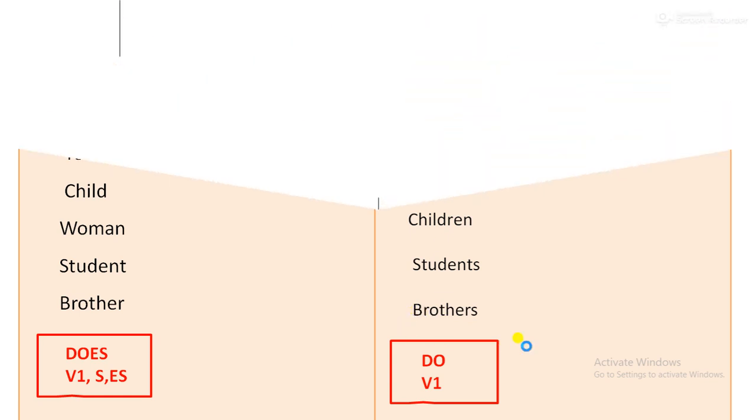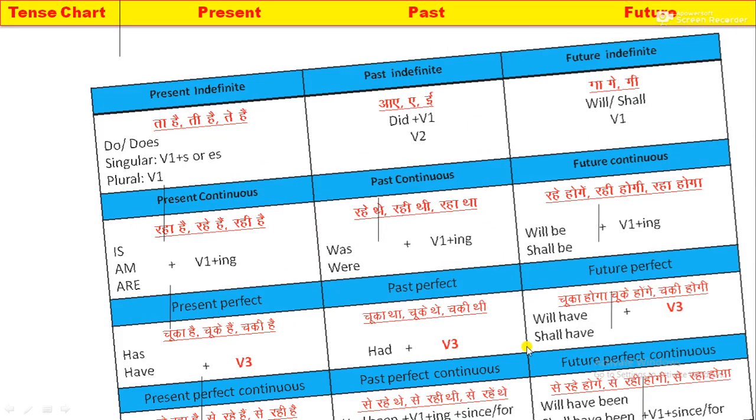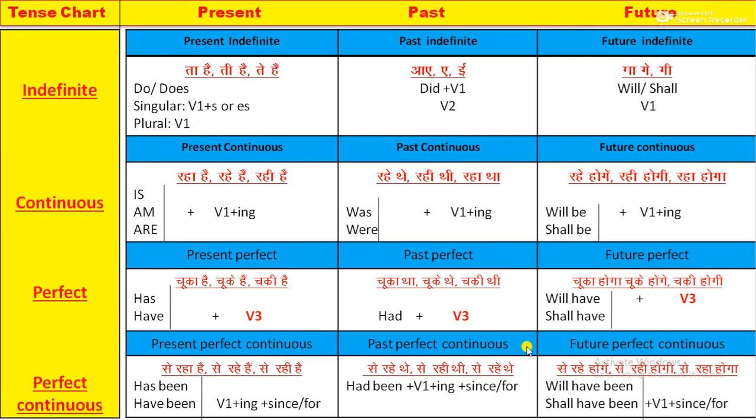Then come next. Let's have a glance now at the tense chart. This is our tense chart. As we all know, there are three main tenses: present, past and future. Now why are tenses used? Tenses tell us about the time of action. From this you come to know whether a thing has happened in the past, or is happening in the present, or will take place sometime in the future.